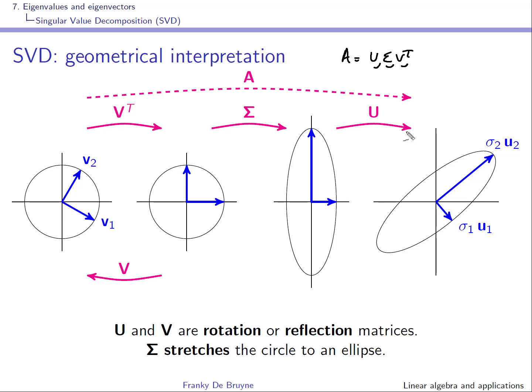So U and V are rotation or reflection matrices, and sigma stretches the vectors. It makes them longer or shorter, and this will be illustrated in an example later on.